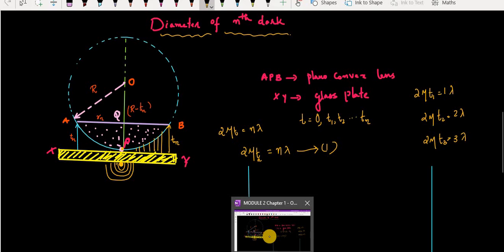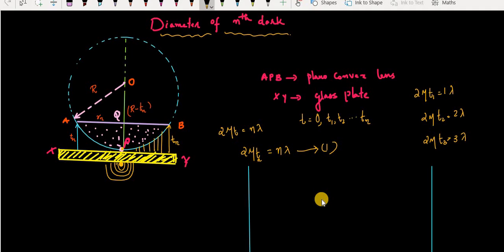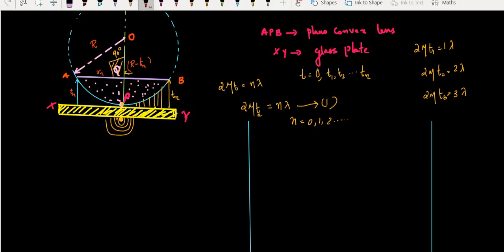Now we have the general equation 2 mu Tn is equal to n lambda, where n starts from 0, 1, 2, 3, etc. Consider this right angled triangle OQA. This particular angle is 90 degrees, so it is a right angle triangle. From this triangle, OA is the hypotenuse, so I can write the equation OA square is equal to OQ square plus AQ square.